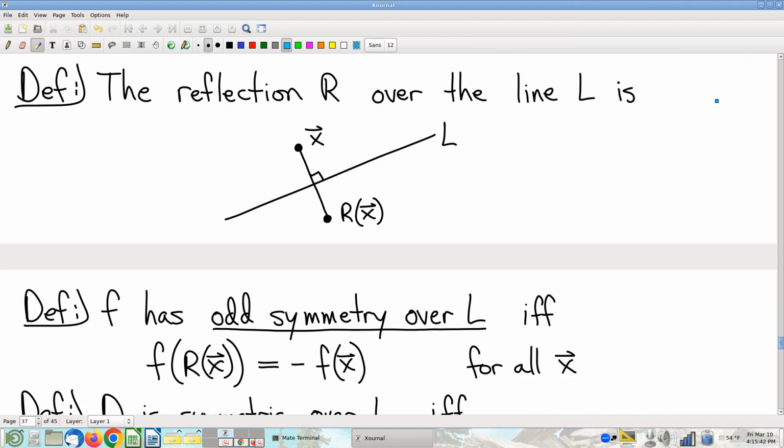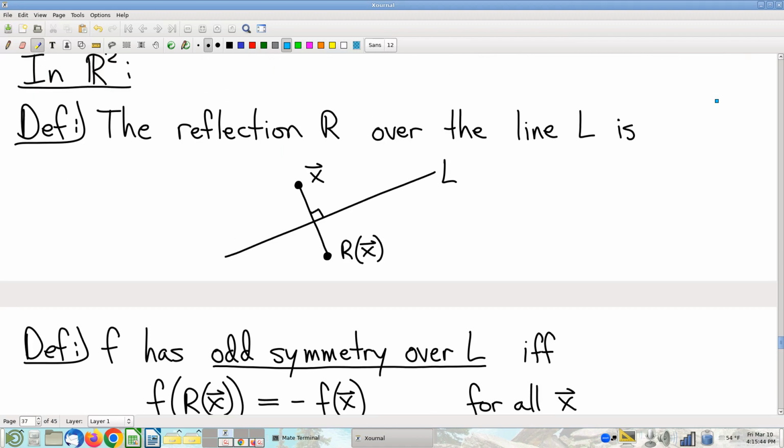Yeah. Okay. So here's the two-dimensional version of this. Instead of reflecting over a point, we're just going to reflect over a line.